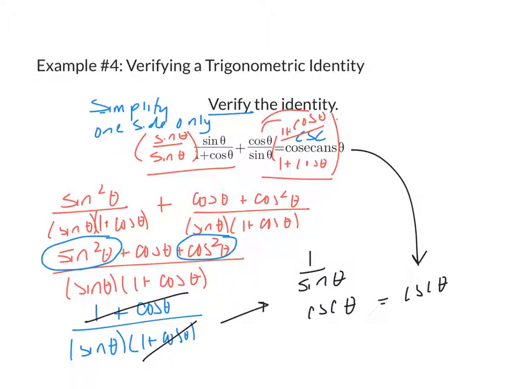Again, with trying to prove trigonometric identities, your goal is to verify or simplify one side only so that it equals the other side.